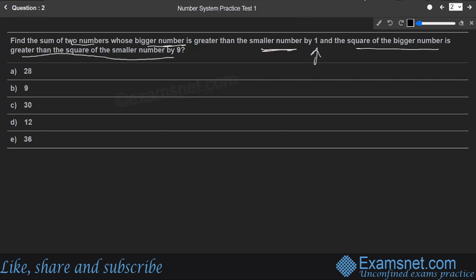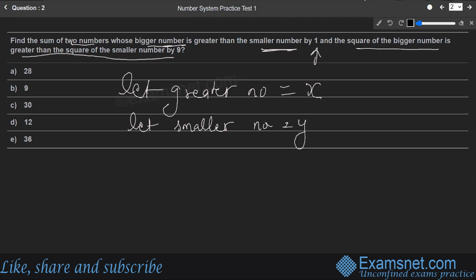So let us assume something. Let us assume the greater number is x. Similarly, let us assume the smaller number to be y. So the greater number is x and the smaller number is y. Now the first condition that he says is the bigger number is greater than the smaller number by 1. So that means the difference between the bigger and the smaller is 1, x minus y equals 1. This is the first equation that we have.